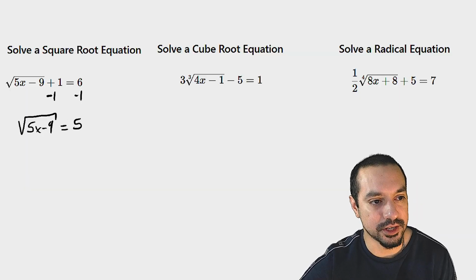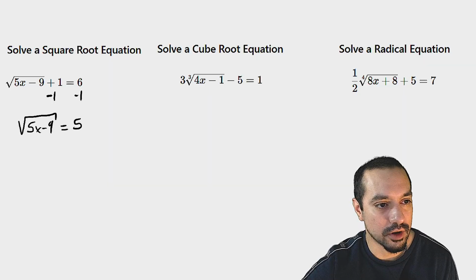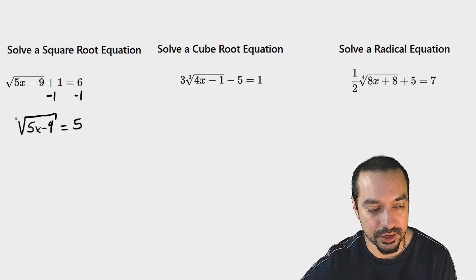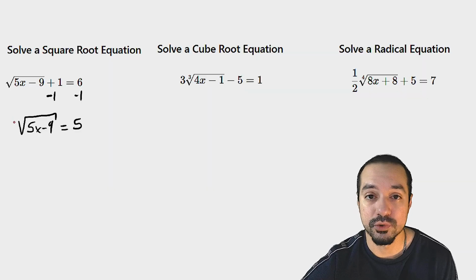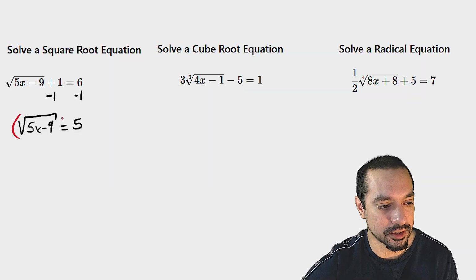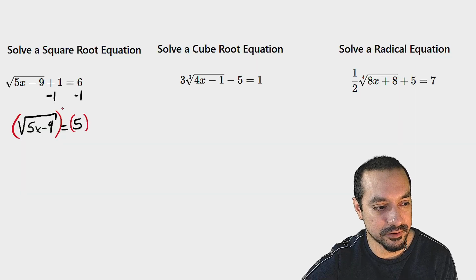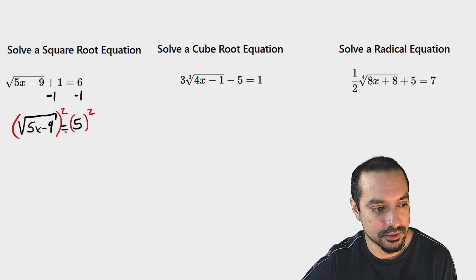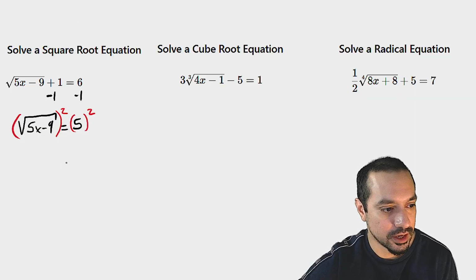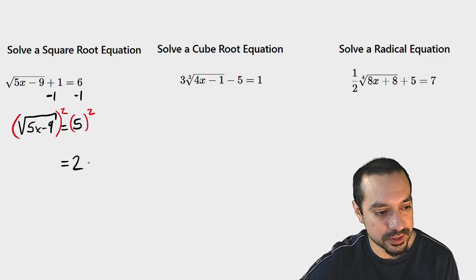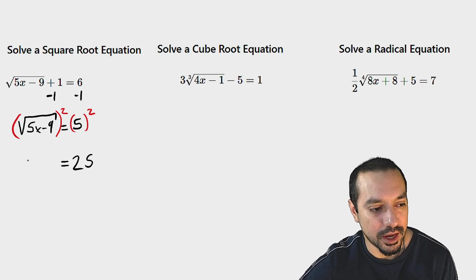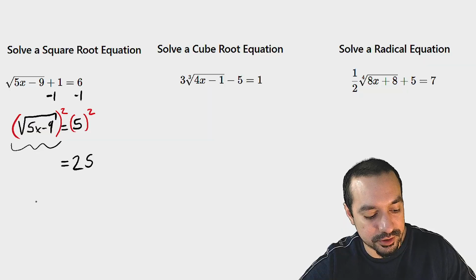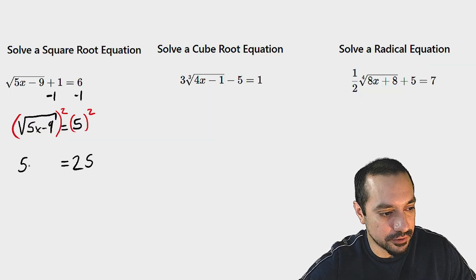Now that I've isolated the radical, what I want to do from here is inverse the radical. So the opposite of a square root is squaring something. So I'm just going to go ahead and square both sides. The logic of whatever you do to one side, you do to the other still applies here. So we'll go ahead and take advantage of that. 5 squared gives me 25. And the whole point of me doing this was so that the square and the square root could cancel. So I'm actually just left with 5x minus 9.